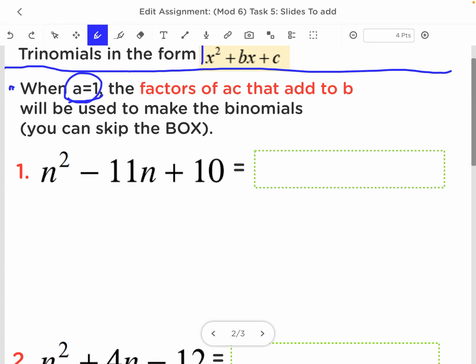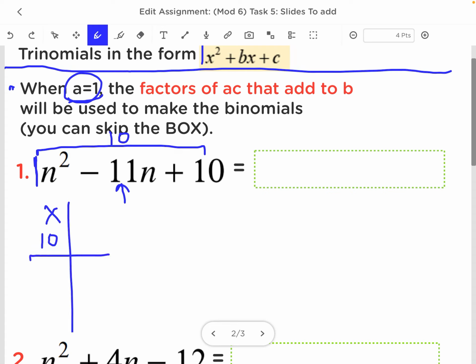All right. So again, my leading coefficient here is 1. So I'm still going to do my factors of AC that add to B. I'm going to list my factors, 1 and 10, 2 and 5. I'm going to think about my signs. I'm multiplying to a positive, so my signs will be the same. I'm adding to a negative, so they'll both be negative. So -1 and -10. Now, normally what I would do is go draw the box, but watch what I'm going to do instead.